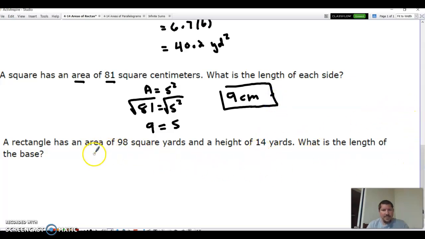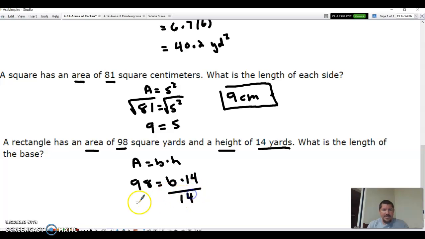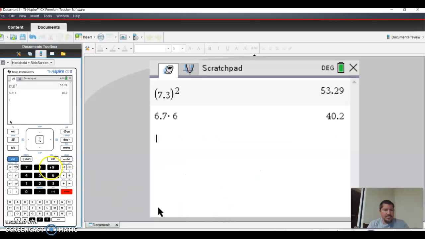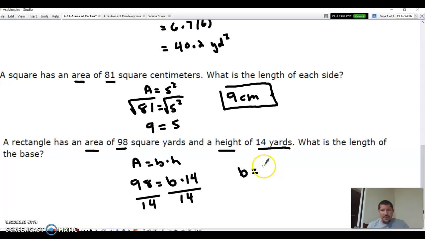Last example for this video. So a rectangle has an area of 98 square yards, height of 14 yards. What is the length of the base? So area is equal to base times height. So that's 98 is equal to base times 14. Divide by 14. And base is going to be equal to 98 divided by 14, which should be 7, and it is. So in this case, 7 yards.